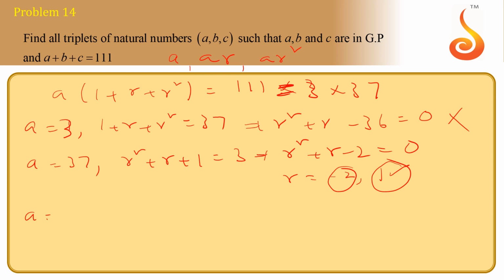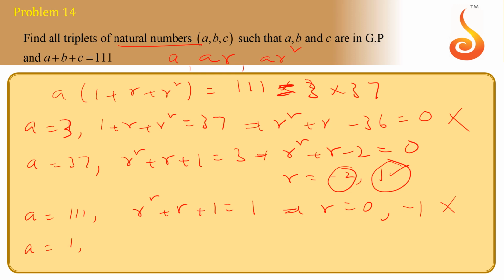Now what is the other case you have if you don't split? Suppose you take A equal to 1, and 1 plus R plus R square will be equal to 1. Then R will be 0 or minus 1. When R is 0 or minus 1, can we accept that one? Because ABC are natural numbers, no, we will reject that also.